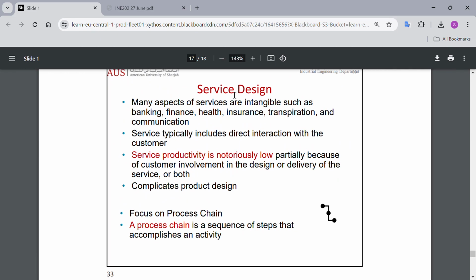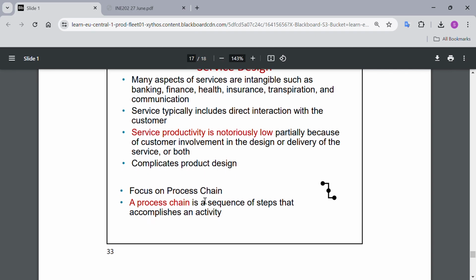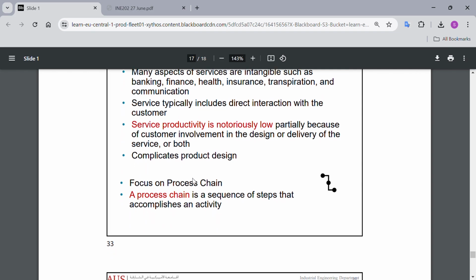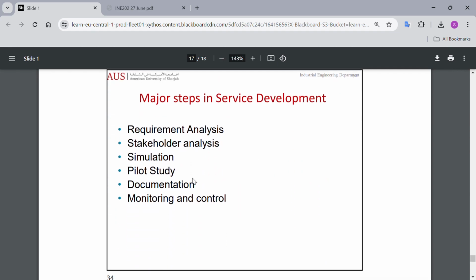And the focus in service design is on the process chain, which is a sequence of steps that accomplishes an activity. So a process chain is a sequence of steps that accomplishes an activity, and this is our process chain. Now, these are the major steps in service development. Now we're talking about services, not product. We were talking about product, now services.